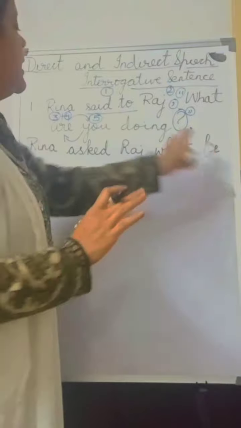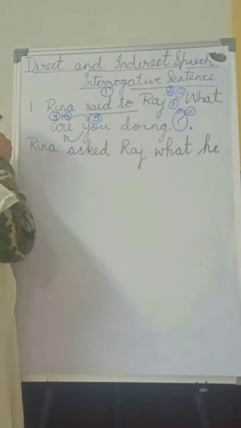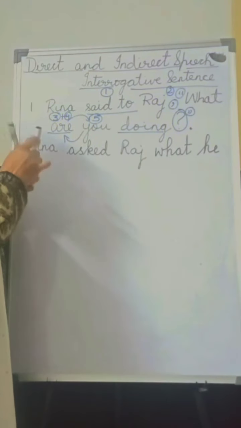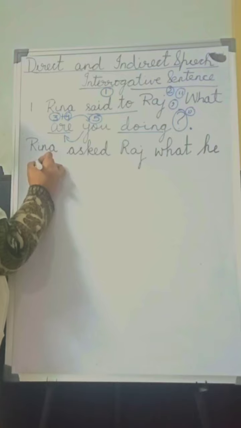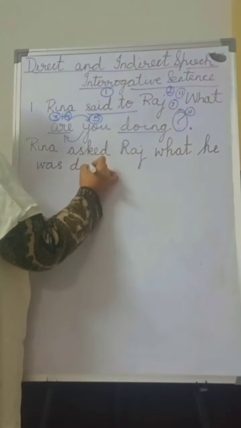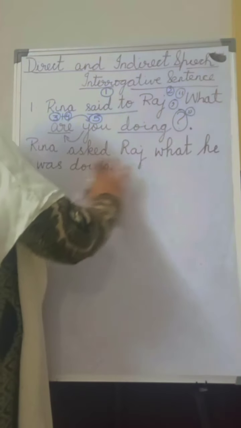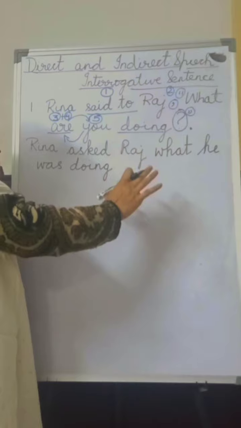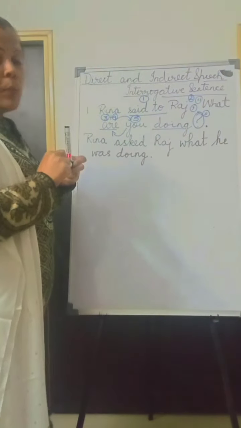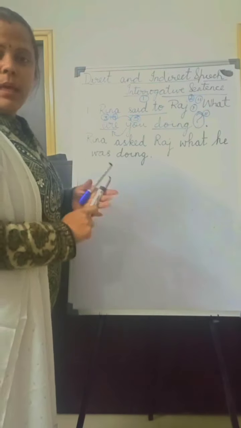So what he. Then present continuous. What is this? This is present continuous. Now are doing. So present continuous changes to past continuous. So what he was doing. Now no question mark because we have changed it into a simple sentence. So we will put a full stop. Clear? I am going to repeat it again for you. Please listen to it carefully.